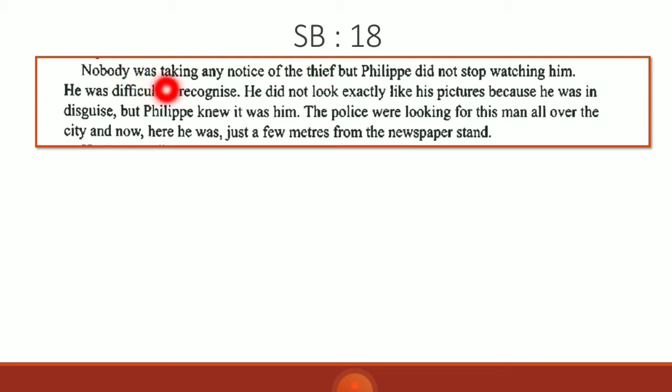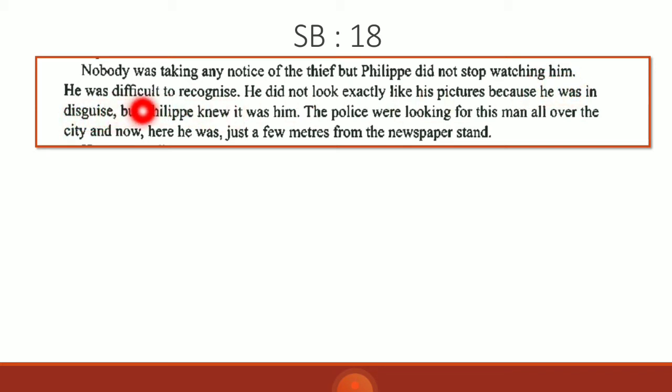So nobody was taking any notice of the thief. To take any notice of somebody means that nobody paid attention to him or noticed that he was there. So nobody was taking any notice of the thief, but Philippe did not stop watching him. Watching means observing. So he did not stop watching him. And here we are talking about the thief. So Philippe did not stop watching the thief.